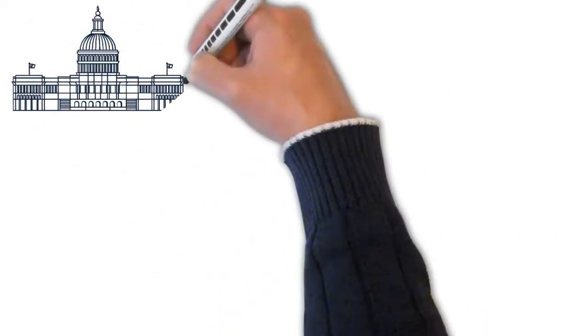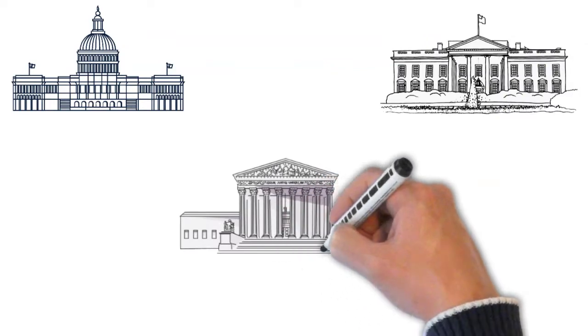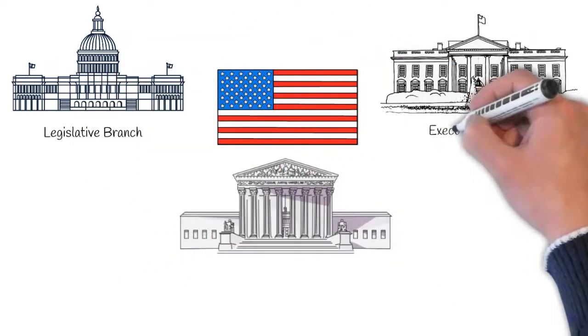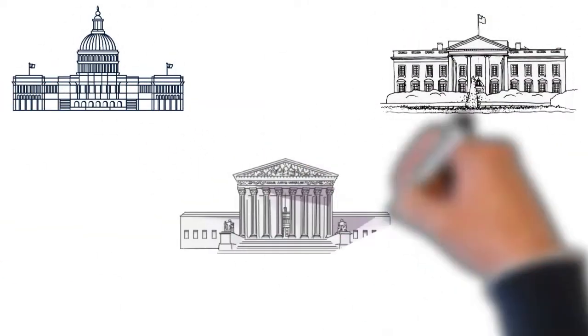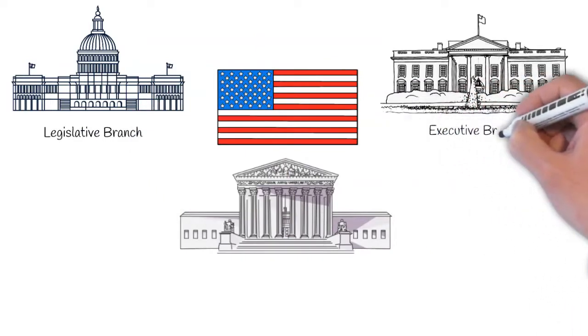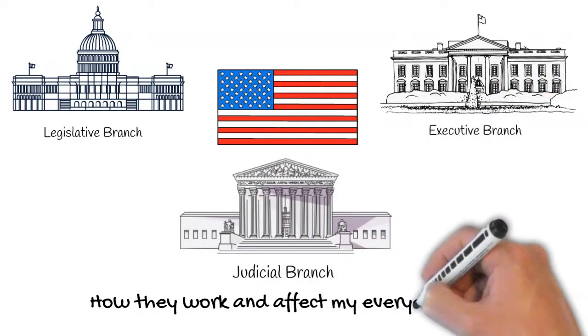The legislative, executive, and judicial branches are three main branches of the government in the United States of America, and they affect my everyday life and future. In this video, I will show you the main functions of the three branches of government, how they work, and how it affects our everyday life.